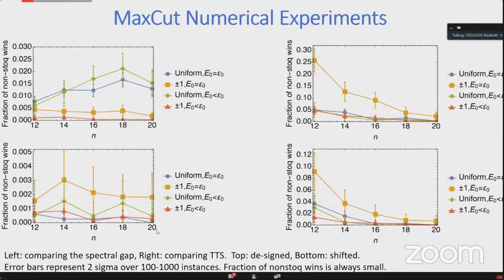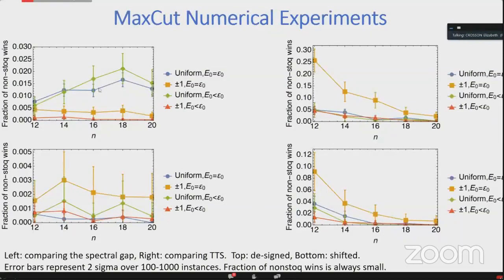And then you might ask, well, what if this is just a feature of the spectral gap? What if we can get around this by looking at the overall time to solution in a mode that allows us to proceed faster with a shorter anneal time than a purely adiabatic mode? So that's what this column corresponds to. So here's the de-signed case and the shifted case. And again, we're just always seeing a small fraction. And in fact, it's an even more clear decrease with system size in the TTS case.